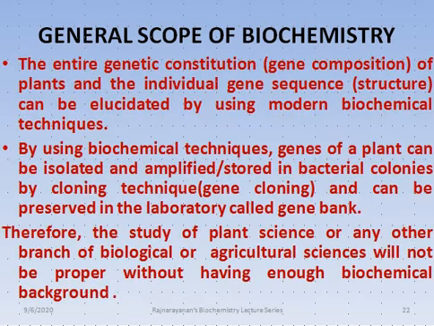The entire genetic constitution or gene composition of an individual can be elucidated by using modern biochemical techniques. By using biochemical techniques, a gene from a plant or from an organism can be isolated, and it can be amplified and stored in bacterial colonies by gene cloning technique or molecular cloning technique, and the gene can be preserved in laboratories called gene bank.